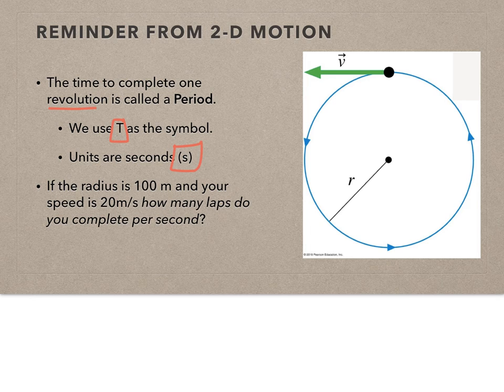So in the previous problem, it takes 31.4 seconds to do one lap. Another way of saying that is a period is 31.4 seconds. So if the radius is 100 meters and your speed is 20 meters per second, how many laps do you complete in a second? If we go back, the circumference is 2 pi r, which is 2 pi times 100 meters. So that's 200 pi, which is 628.3 meters. That's how long the distance is.